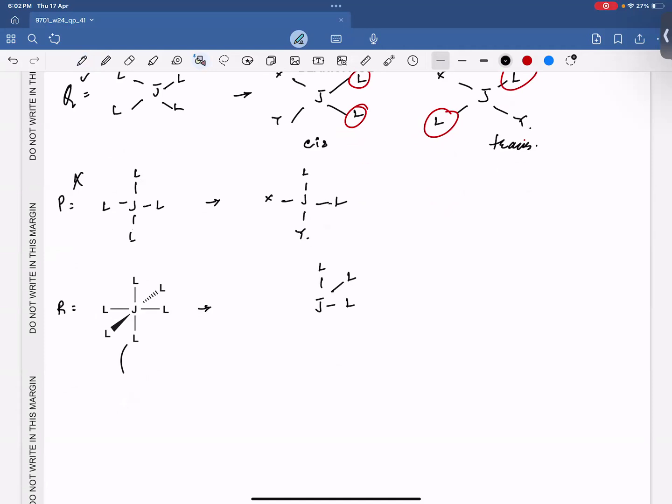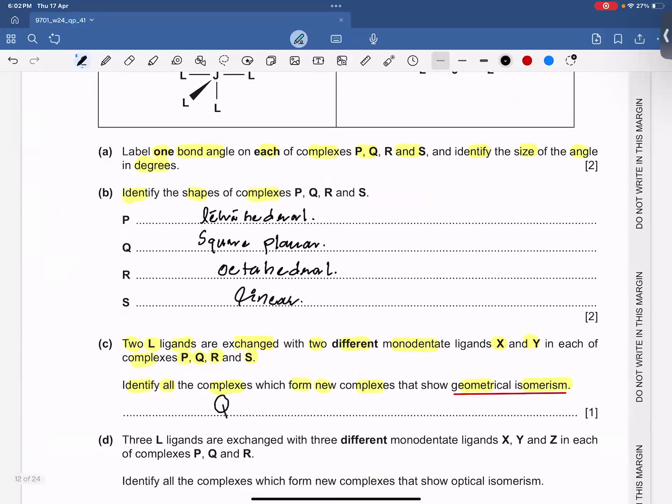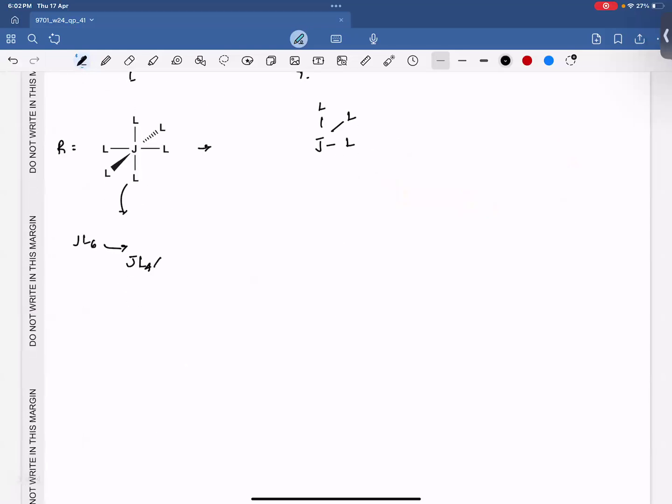ये देखिए, if we have a complex like this, let me show you one thing. This is JL6, right? So if I'll replace 2 different ligands, so it's going to be JL4, 2 different X and Y. So 4 similar and 2 different ligands. The situation is, so we can have a geometrical isomerism here. If you remember, we have done this sort of example in the class.